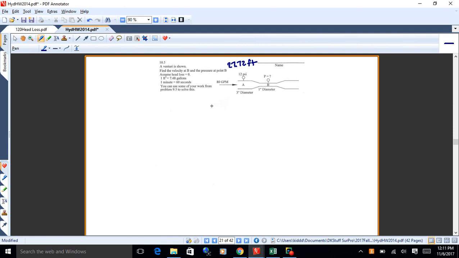You want to get the area on both sides. So this first area is 0.0491 square feet, and the second area is 0.00545 square feet.